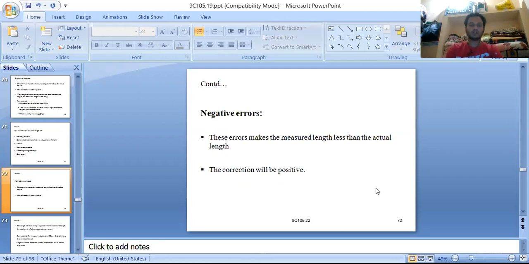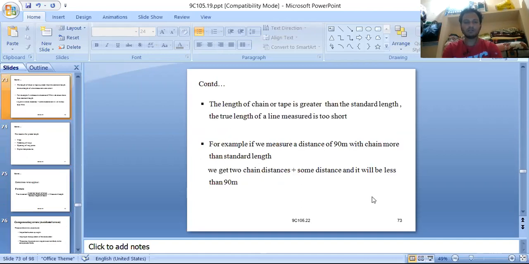And we have negative errors. These errors make the measured length less than the actual length. The correction is positive. The length of the chain or tape is greater than the standard length. The true length of the line measured is too short. For example, if you measure a distance of 90 meters with a chain more than its standard length, you will get a lesser value than the actual length. In this case, we have to add some value to get the correct length. So the correction is positive here.